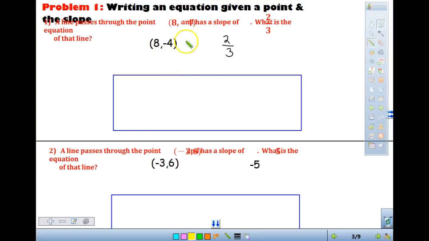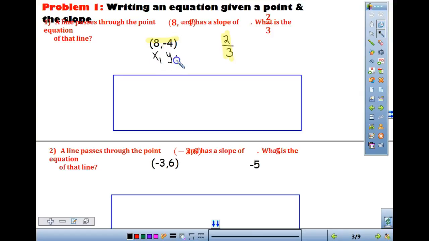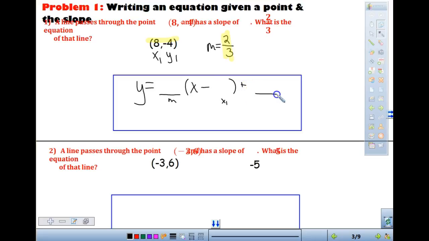So in this question, it says we want to write the equation for a line that passes through the point (8, -4) and has a slope of 2/3. The first thing we look at is that this is our x1 and our y1, and m equals 2/3. So we start with the basic form of our equation: y equals slope times x minus my x-coordinate, plus my y-coordinate.